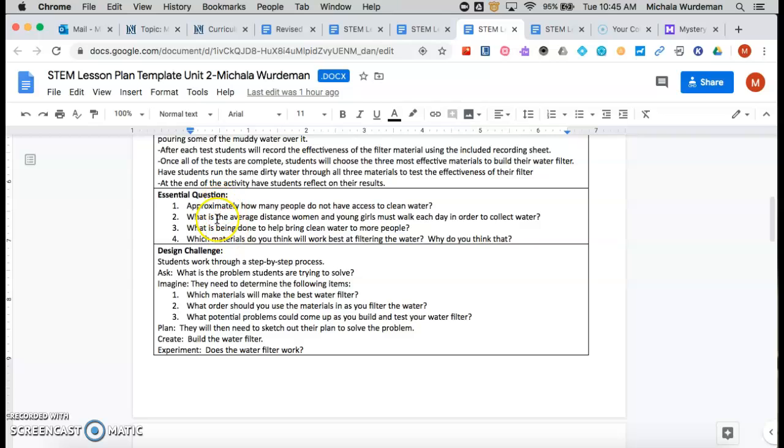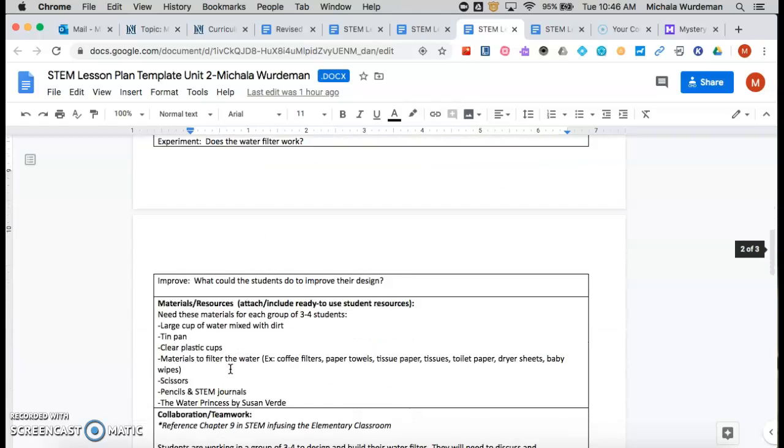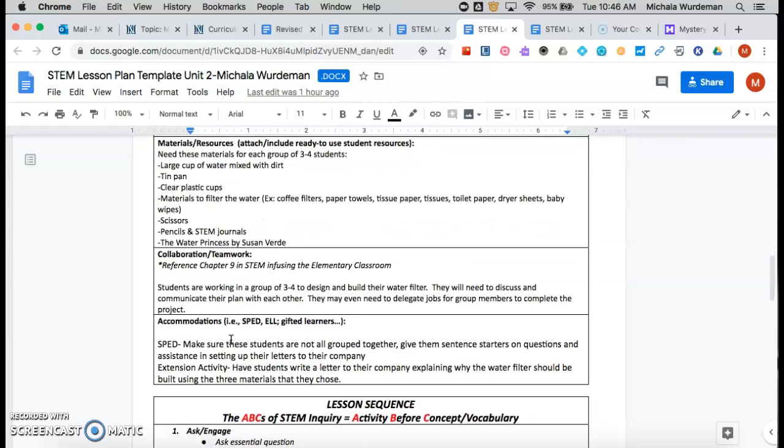Some of the essential questions: how many people have access to clean water? What is the average distance women and young girls must walk each day in order to collect water? What is being done to help bring clean water to more people? And what materials do you think work best at filtering water, and why do you think that? So their design challenge is going to be building that filter. And then as we go through the needed materials, obviously the things they need for their filters.